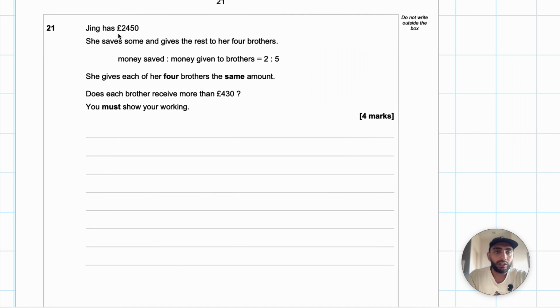Question 21. Jing has £2,450. She saves some and gives the rest to her 4 brothers. The money saved to the money given to her brothers is in the ratio 2 to 5. Let's first work out how much is saved and how much is given to her brothers. Altogether here we have 7 parts. Those 7 parts are going to be equal to 2,450. Let's work out what one part is.